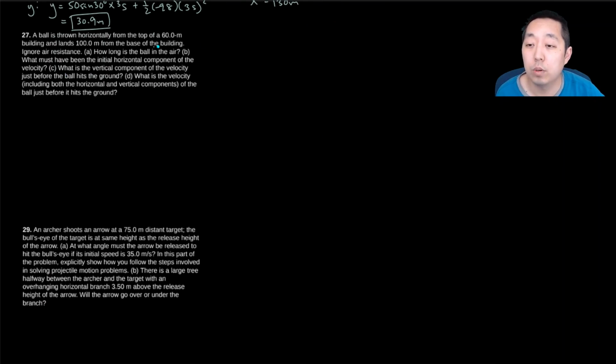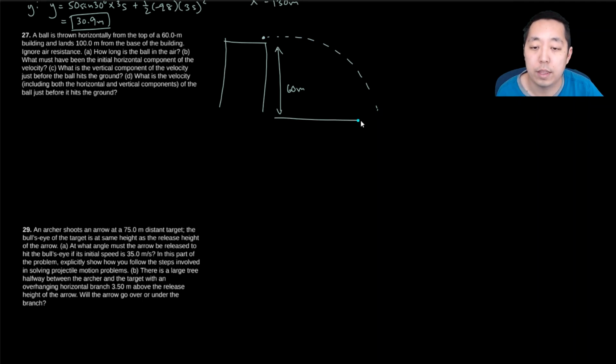A ball is thrown horizontally from the top of a 60-meter building and lands 100 meters from the base of the building. Let's draw our picture here. This is 60 meters. Now it's thrown horizontally, so it follows this path, and this is 100 meters. How long is the ball in the air?